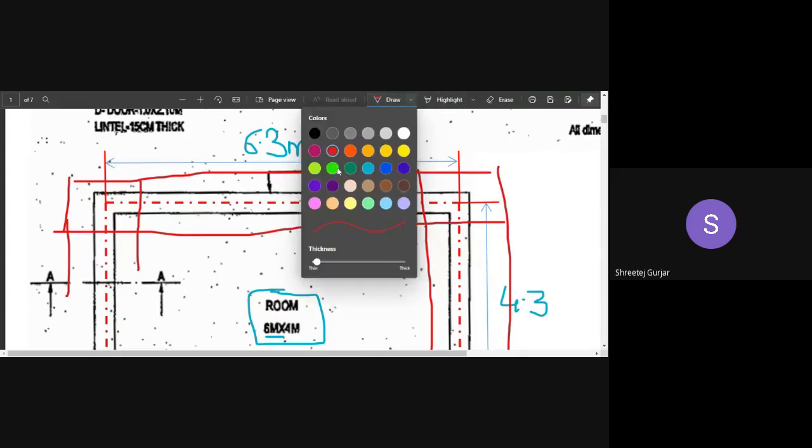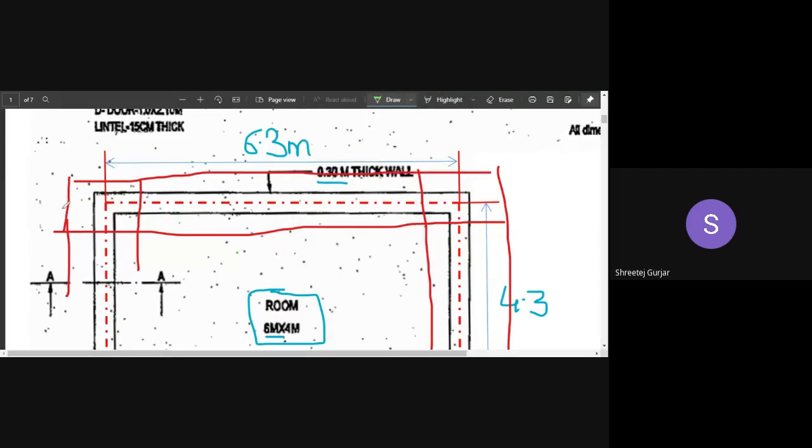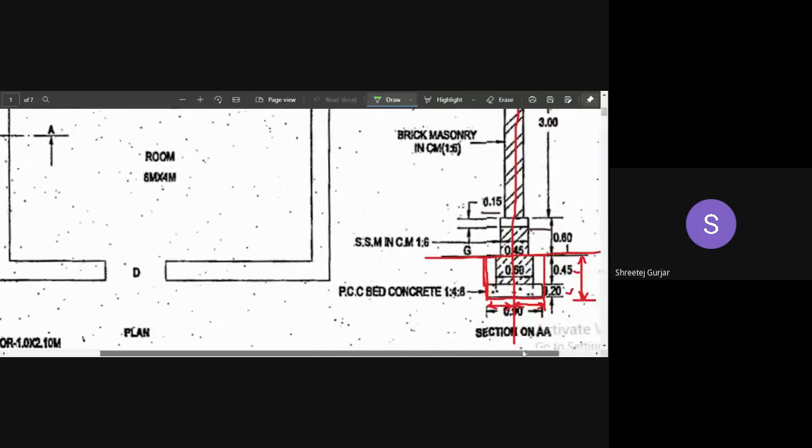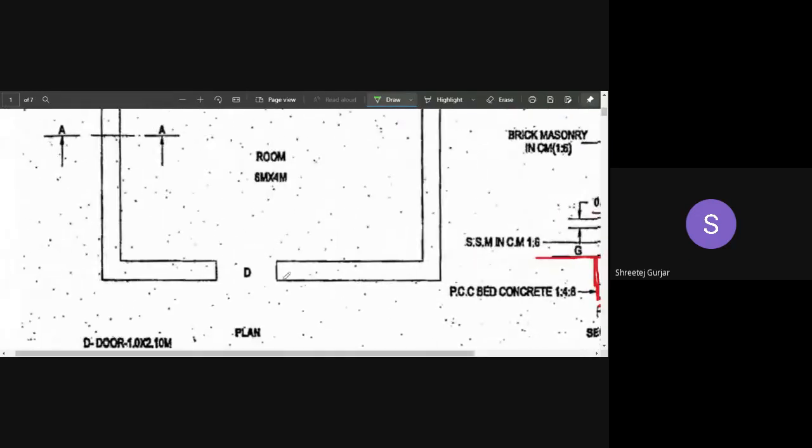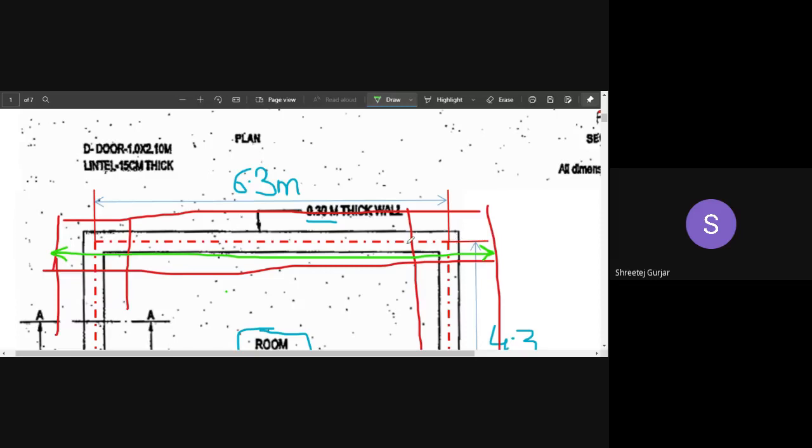Let me change the color. I will excavate it from here and go up to here for my long wall. We know this is 6.3 from here to here. I need to add this length here and this length here. What is this width? I have shown it here. This is the width 0.45, so 0.45 plus 6.3 up till here and plus 0.45 till here.